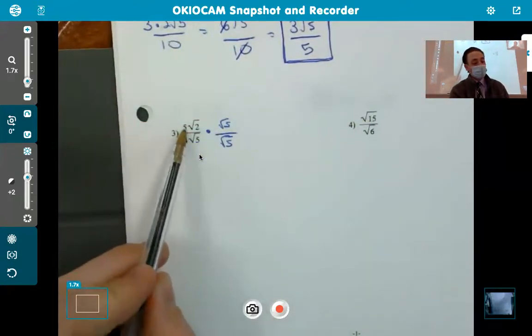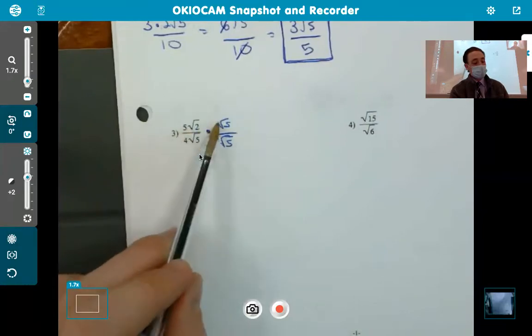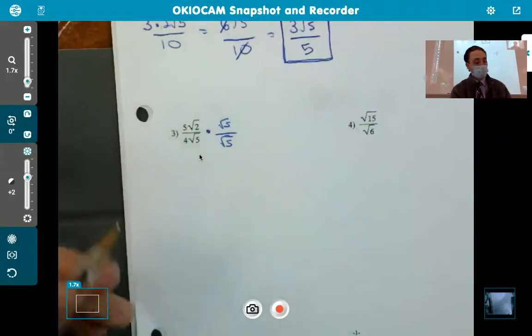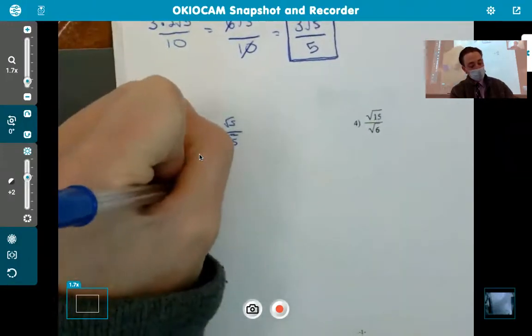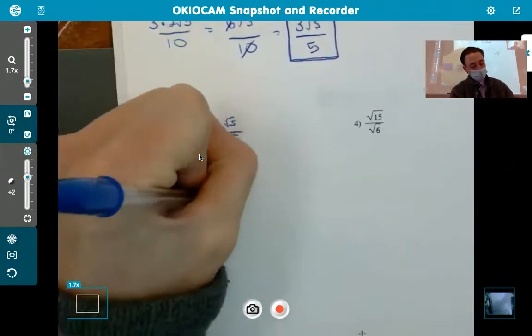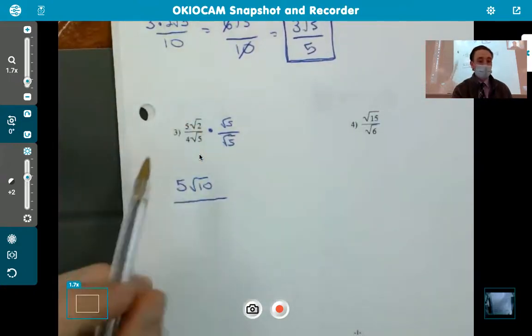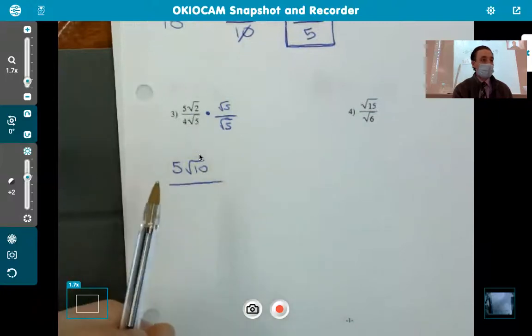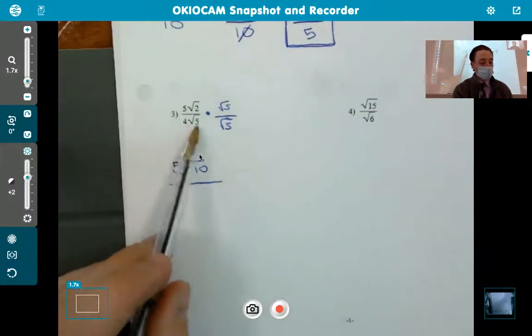When I do that, I have the same thing as before, right? 5 times root 2 times root 5. Well, I'm only going to multiply those radical terms together. So that's going to give me 5 square root of 10 from the root 2 times root 5. In my denominator, I have 4 times root 5 times root 5.